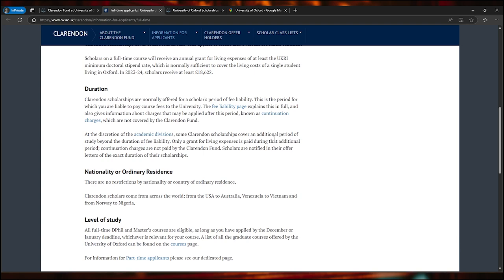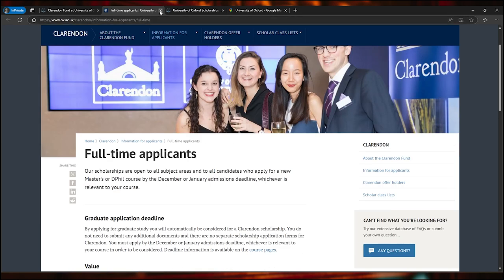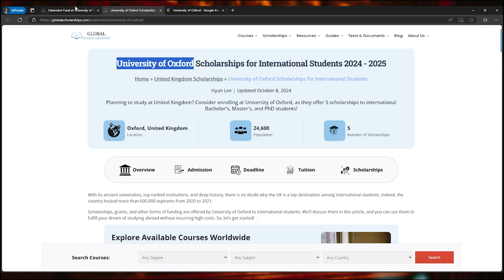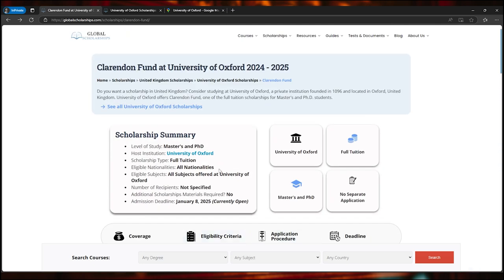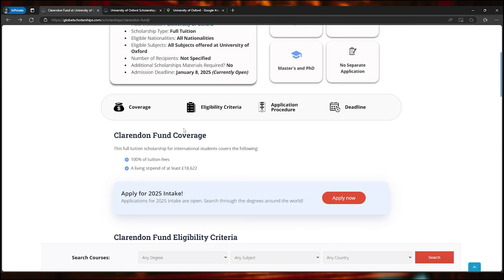I think that's pretty much it. Not all that much detail here. You basically apply to Oxford University, and if you get accepted for a PhD or master's program, you will be automatically considered for this. And you would probably need this because Oxford is quite close to London and a lot of other very crowded areas.